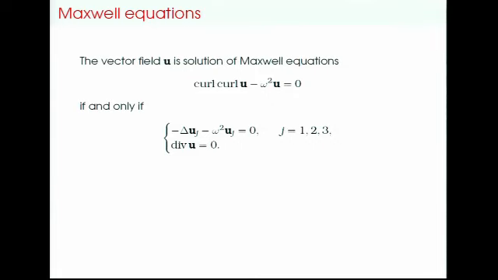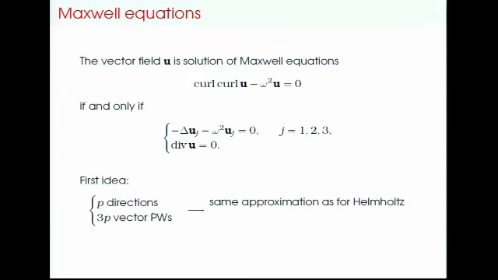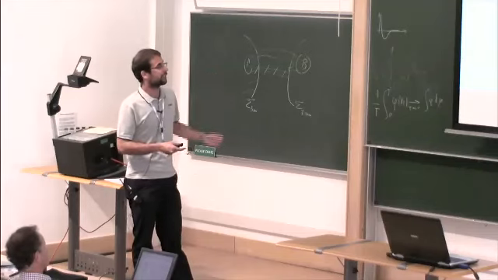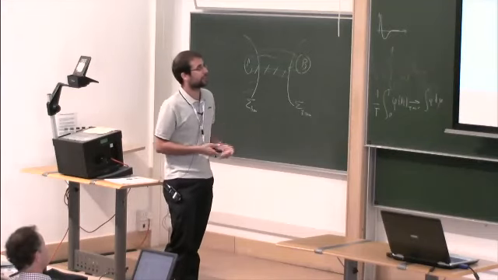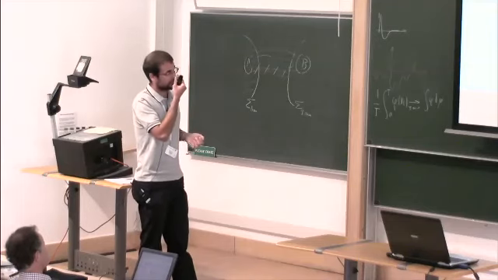Okay, with Maxwell I mean just a curl equation, the simplest possible version of Maxwell. We know that it is equivalent to having Helmholtz in each component and the divergence-free constraint. The first idea we can have for the approximation of this solution with plane waves is just to use the Helmholtz approach. Fix p directions. For each direction we fix 3 vector plane waves, direction of propagation I mean, and we obtain the same approximation as we have for Helmholtz, because each component is solution of Helmholtz.